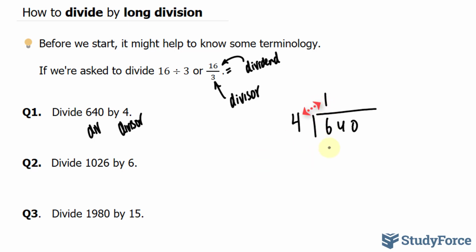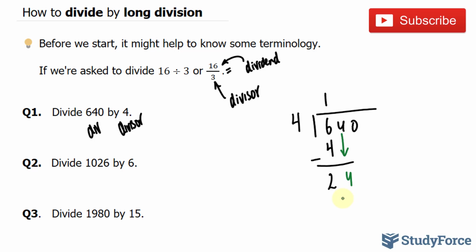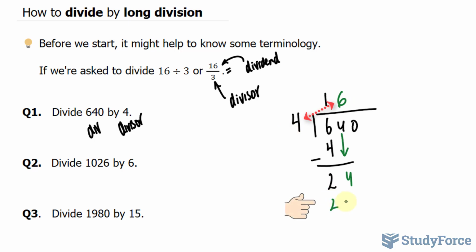1 times 4 is 4, we write that underneath the 6, and now we subtract. 6 minus 4 is equal to 2. We then take the next number, the 4, and we place it right beside the 2. Now you ask yourself, how many times does 4 fit into 24? Before it was 4 into 6, now it's 24. If you know your multiplication tables well, it really helps, because 4 times 6 is equal to 24. We place that number 6 right here. 6 times 4 is 24, as I just mentioned. We subtract. 24 minus 24 is equal to 0.